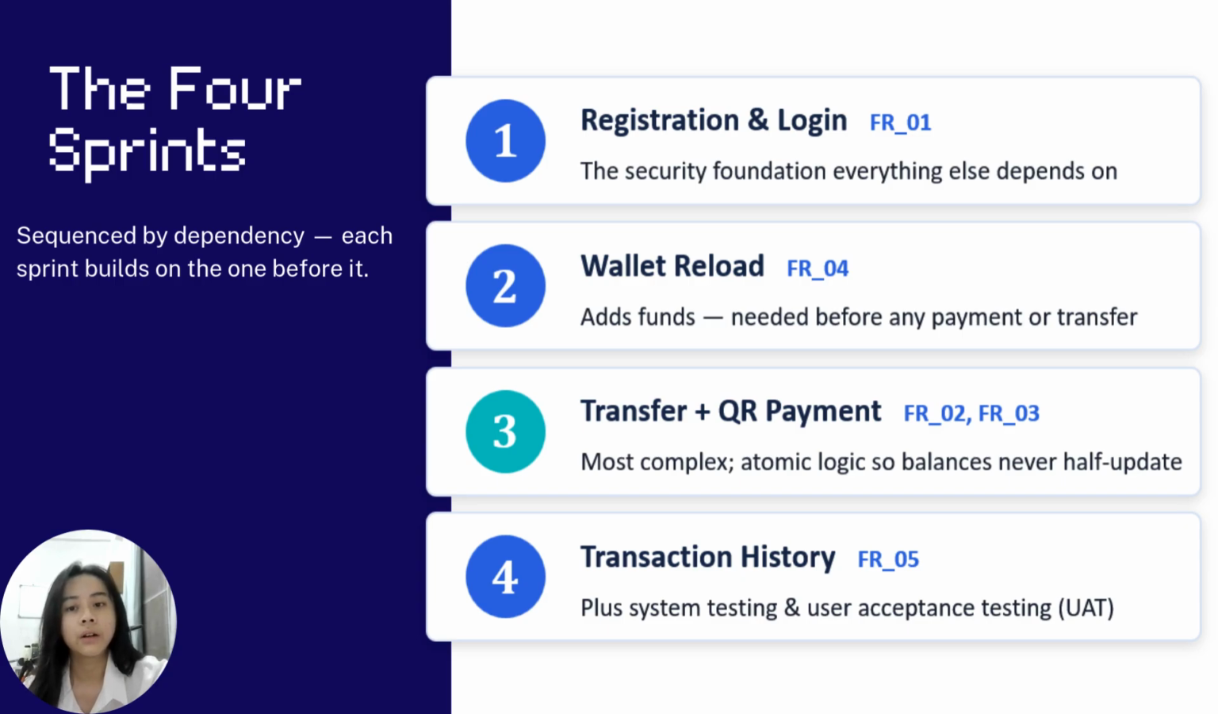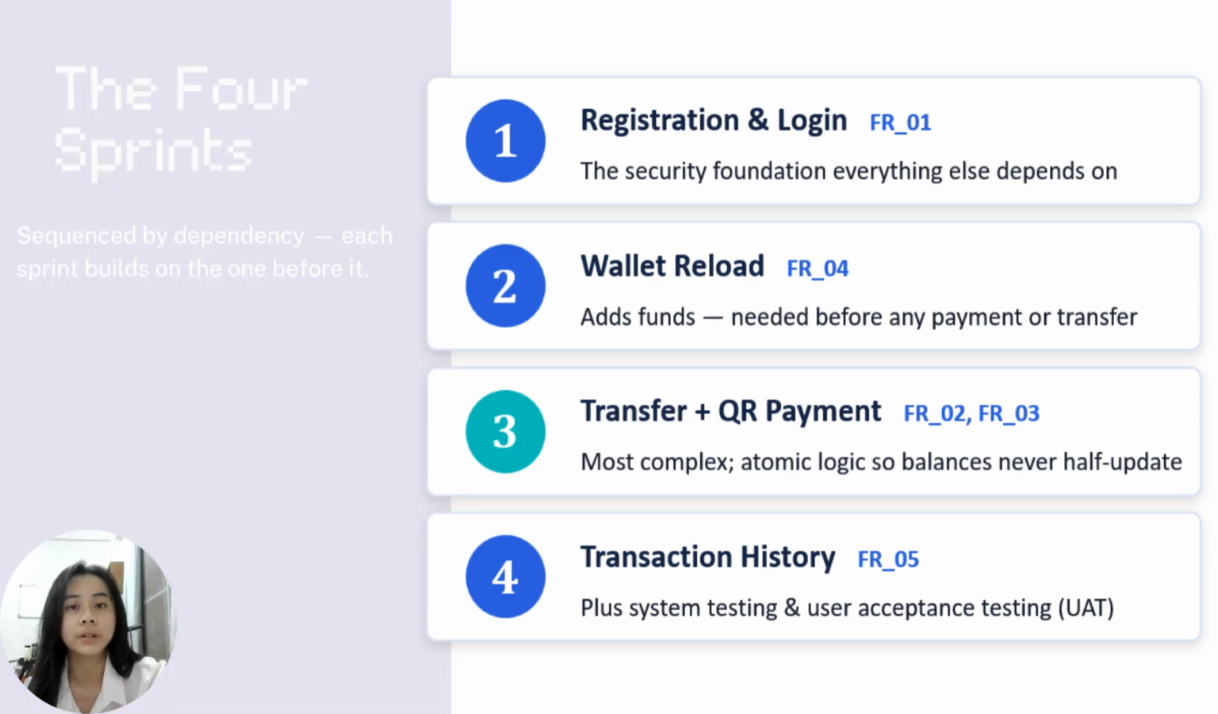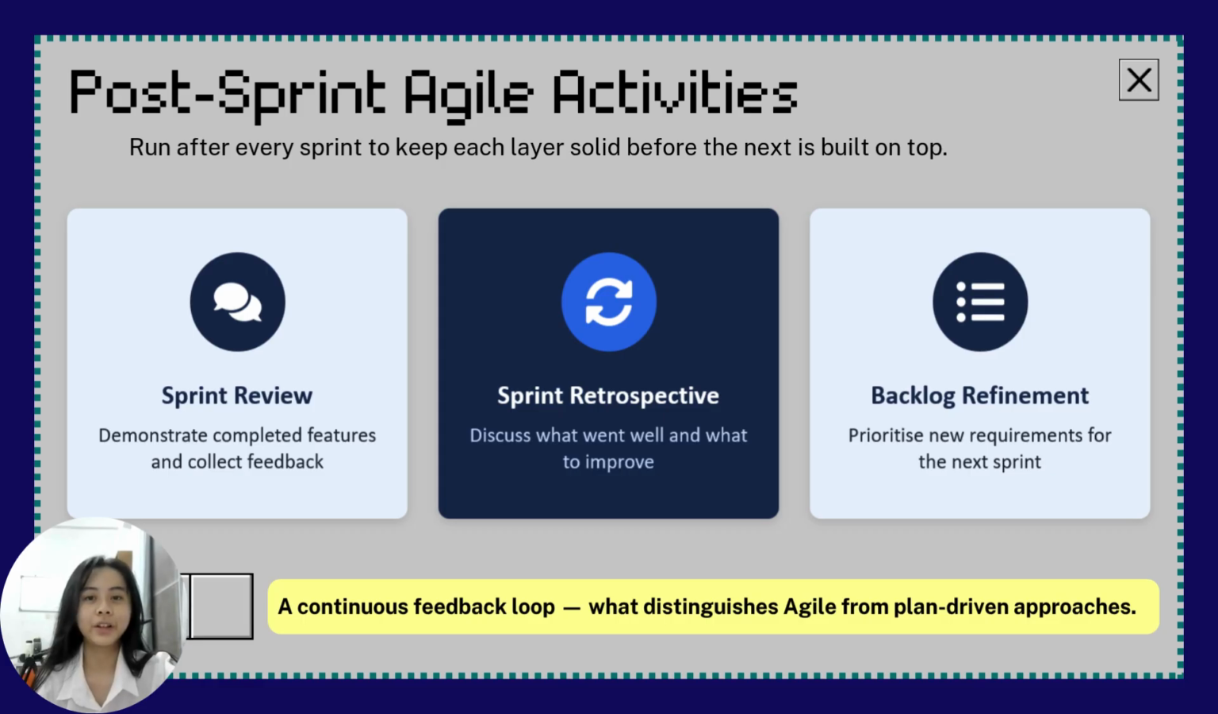Finally, Sprint 4 delivers transaction history and spending analytics, and because every earlier module feeds into it, this also becomes our system testing and user acceptance testing sprint. After each sprint, we ran the 3 Scrum activities: a sprint review to demonstrate the features and collect feedback, a retrospective to discuss what could improve, and a backlog refinement to prioritize any requirements for the next sprint. For a security-sensitive financial app, this continuous feedback loop is what makes sure each layer is solid before the next is built on top, and that wraps up the design and implementation.